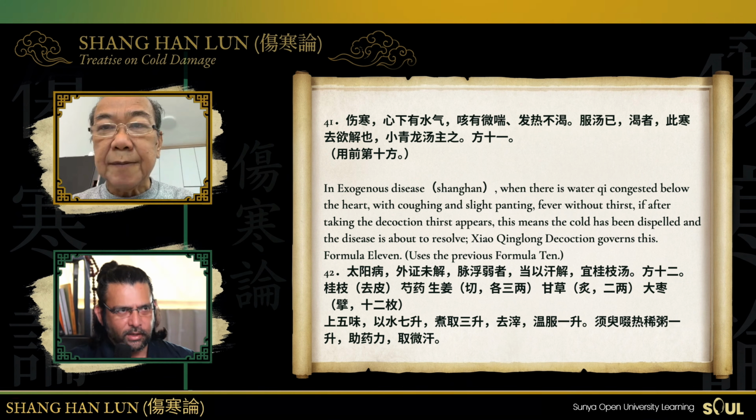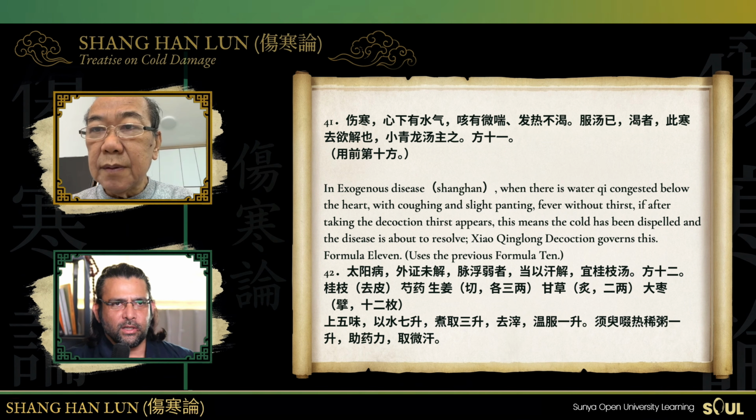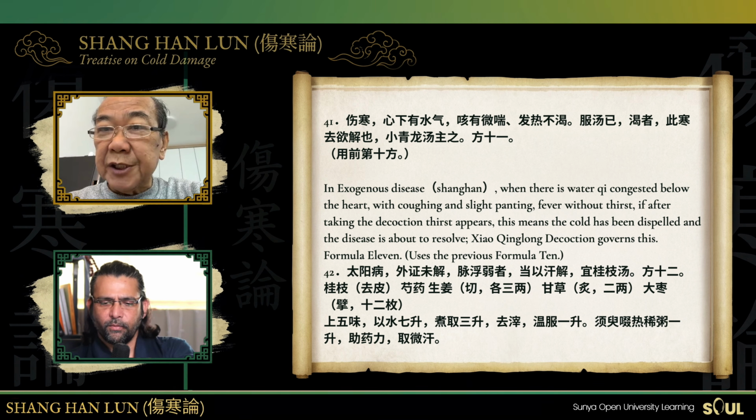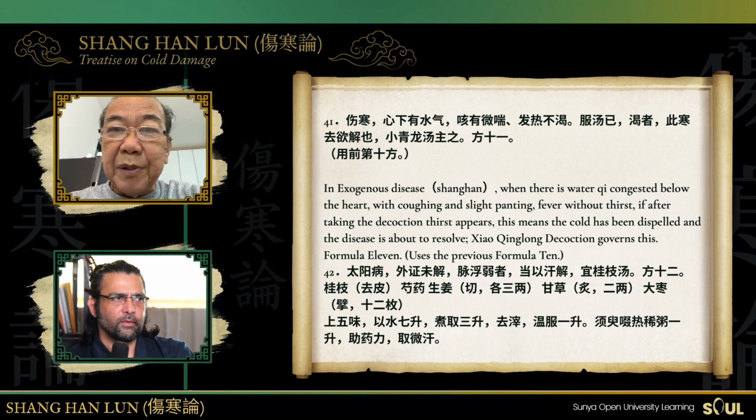So, in exogenous disease, when there is water chi congested below the heart with coughing and slight panting, fever without thirst, if after taking the decoction thirst appears, this means the cold has been dispelled and the disease is about to resolve. Then Xiao Qinglong decoction governs this. Formula 11. Now, this chi here means energy. Water congested below the heart. Below the heart means upper abdomen.